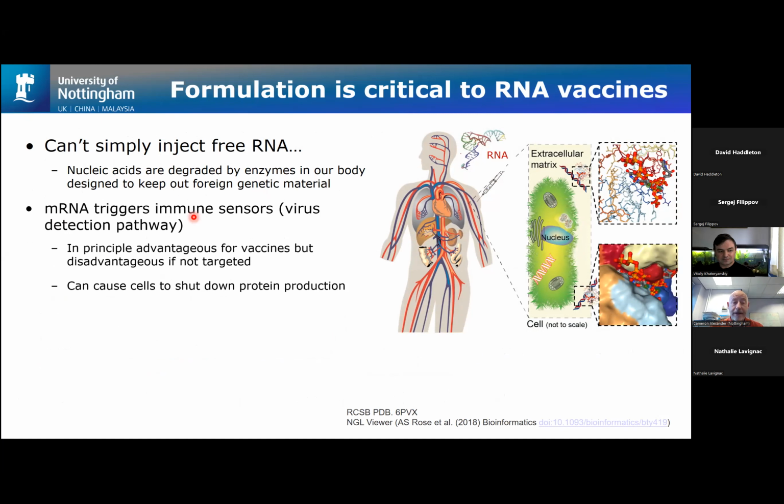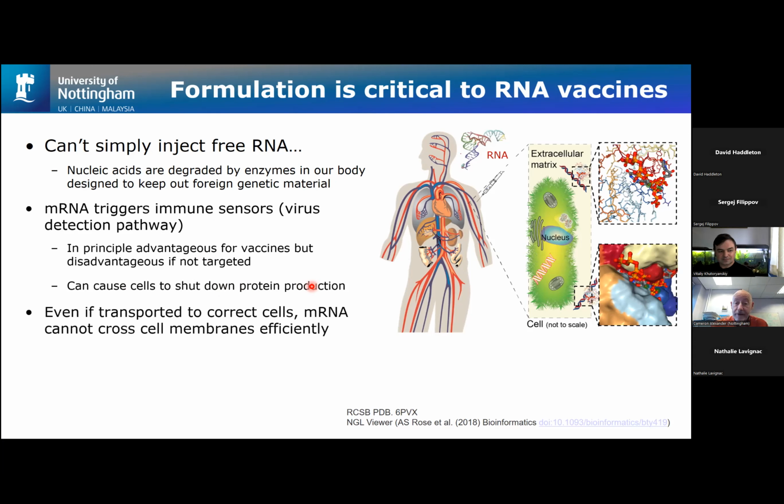If it sees foreign nucleic acid sequences, then that switches off a number of pathways and switches on other ones. Now, in vaccines, that can be advantageous if you get an immune response, of course. But if you hit the wrong receptors or the wrong receptor is activated, that can actually cause some cells to shut down protein production altogether. So your vaccine wouldn't work. RNA would not be translated to, if you like, the spike protein in COVID.